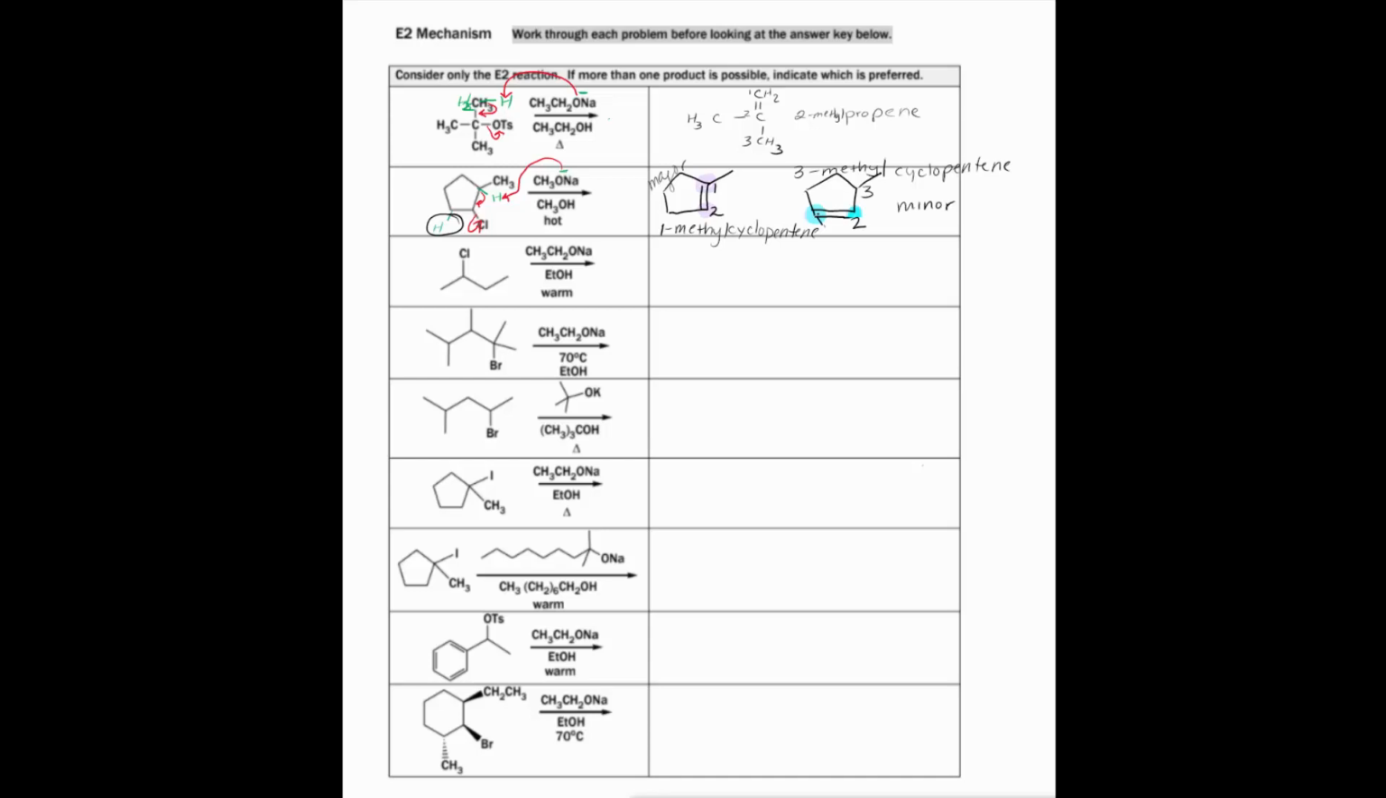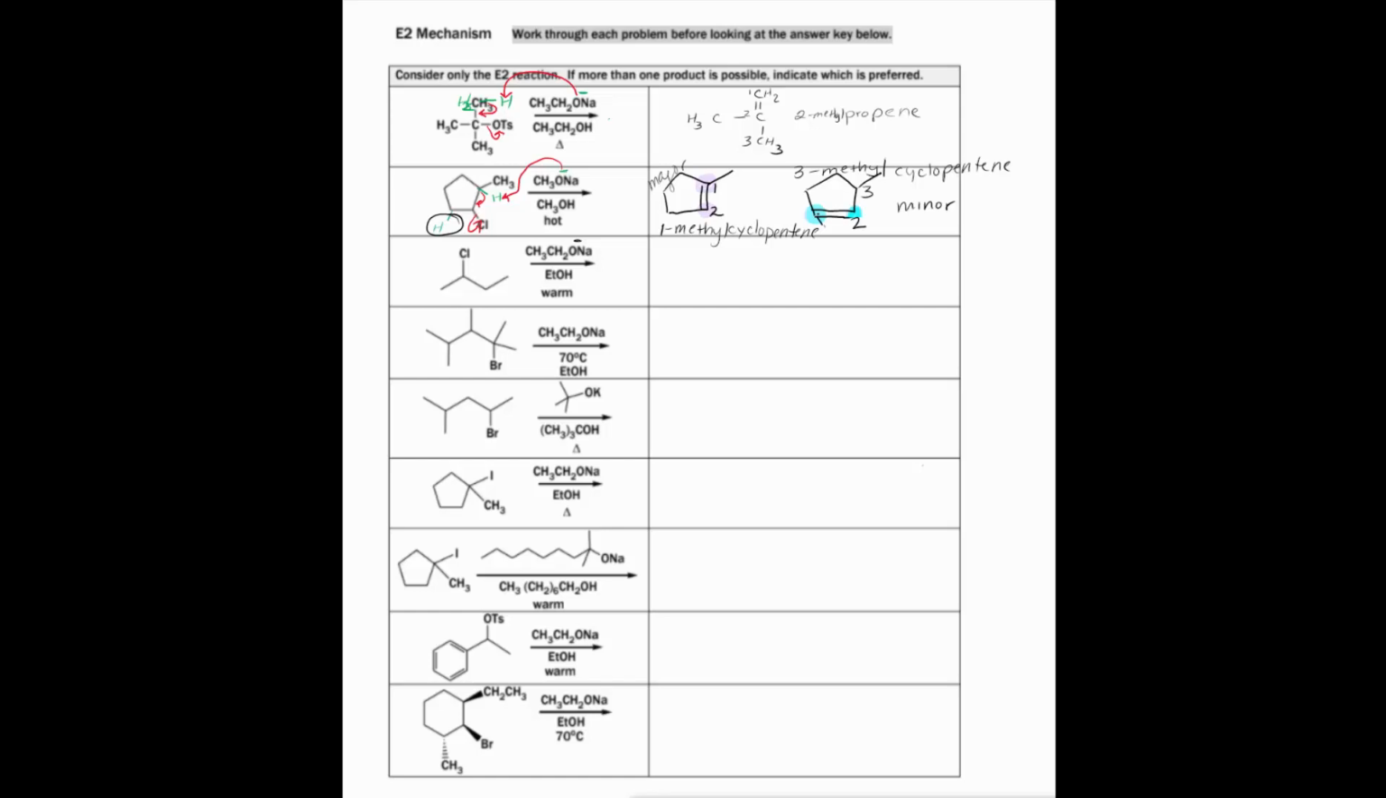For the next problem, we're also given an ethoxide being delivered by a sodium counter ion, and it's in ethanol. ET is the abbreviation for ethyl, and OH is alcohol. So we have ethyl alcohol or ethanol. The ethanol is a polar protic solvent. Therefore, it dampens the nucleophilicity and increases the basicity.